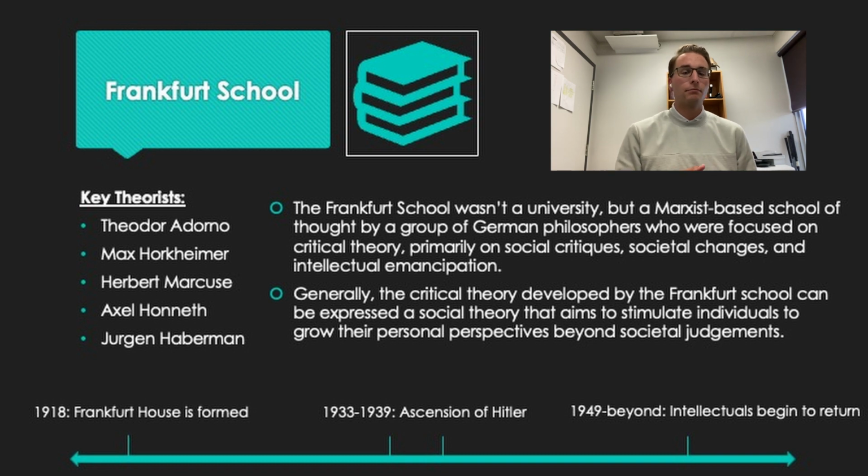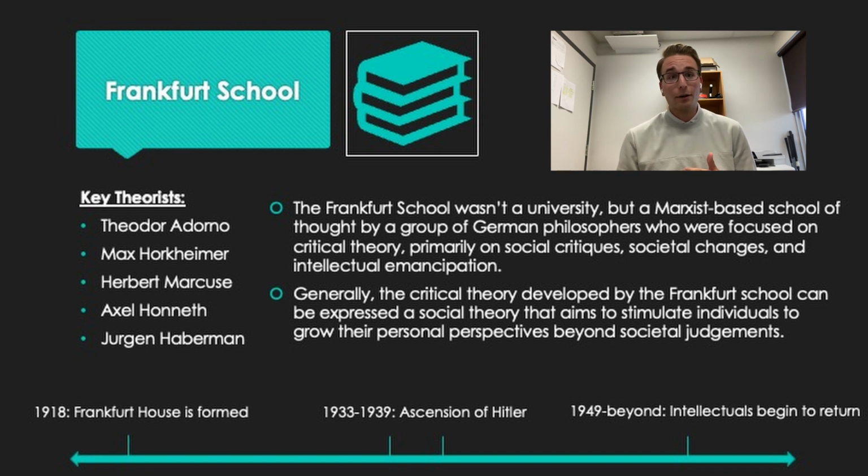They wanted the release from the Treaty of Versailles. So during this time period, a lot of intellectuals fled Germany because they saw what was happening with Hitler, and we'll get into what happened with Horkheimer. But generally, the critical theory developed by the Frankfurt School can be expressed as a social theory that aims to stimulate individuals to grow their personal perspectives beyond societal judgments. This new society would analyze deeper than what is simply on the surface and grow their awareness of what they hold biases towards beyond just the accepted values within ideologies.